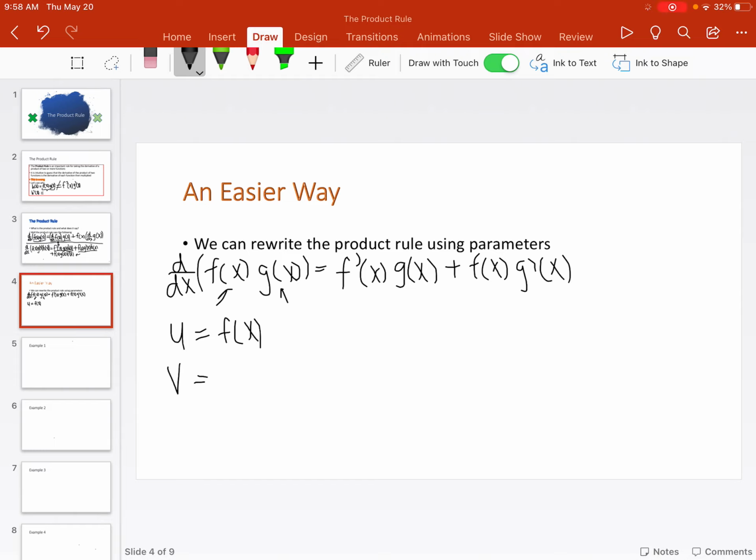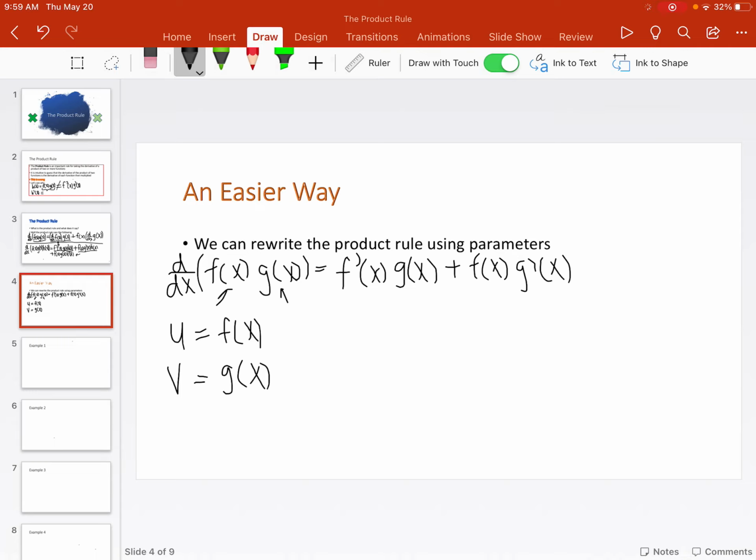and v is equal to g of x. It could have been the other way around. It doesn't matter, just as long as our work is consistent. We could have had A and B, but U and V are the most commonly seen ones, and I'm going to be working with those in my videos. So, get comfortable with this.